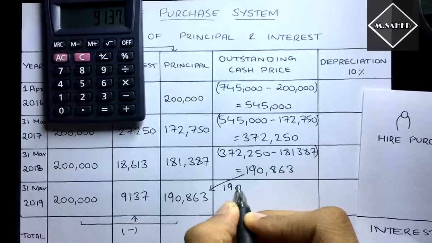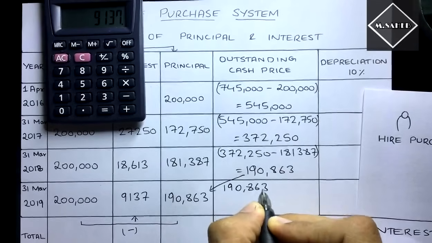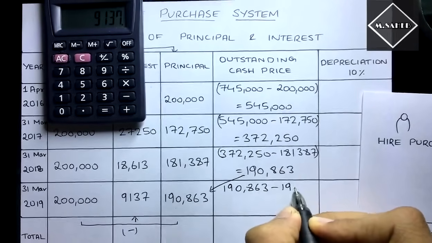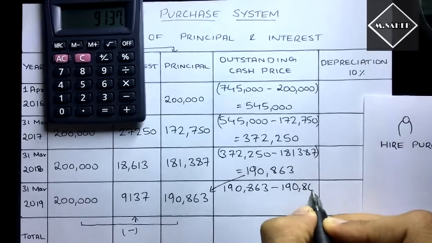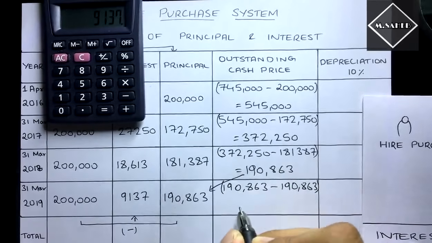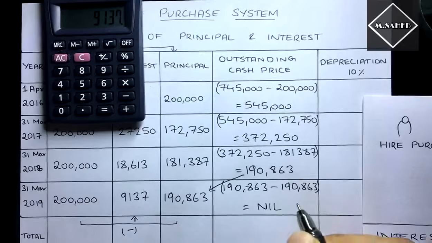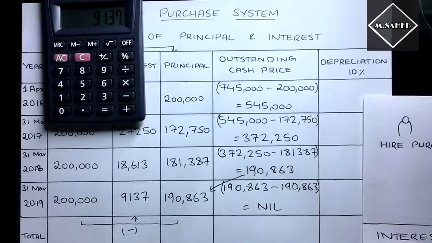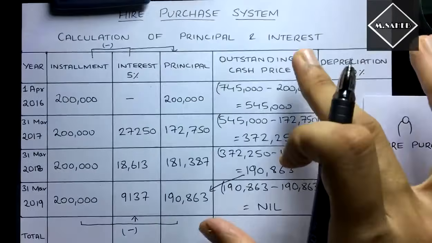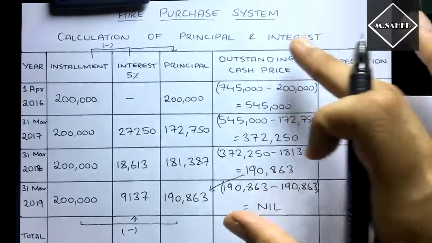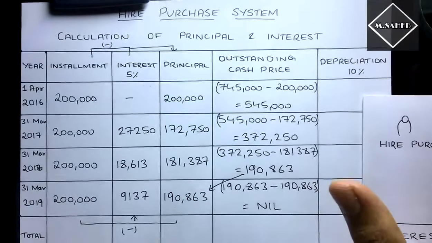Outstanding is 1,90,863 minus 1,90,863. See, it is becoming nil now because the entire amount has been paid, so nothing is left. It is nil. Alright, so this is how you do the calculation of interest, principal and outstanding cash price. Simple, right? It's very simple.